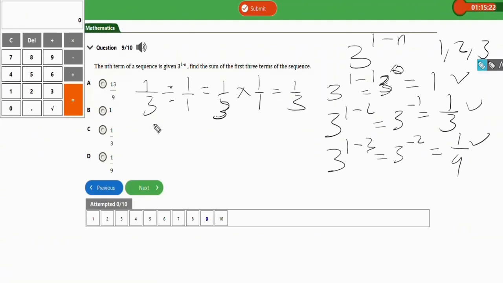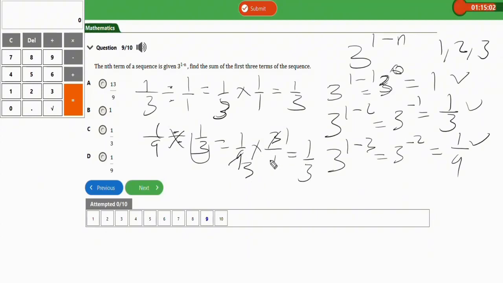Now 1 over 9, let's check 1 over 9 divided by 1 over 3. So you change this to multiplication and invert the one on the right. So this is going to give us 1 over 9 times 3 over 1. 3 into 3 is 1, 3 into 9 is 3. So we say 1 over 3. This shows us that this sequence is a geometric progression.